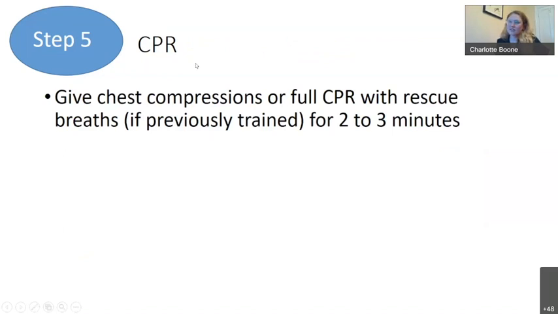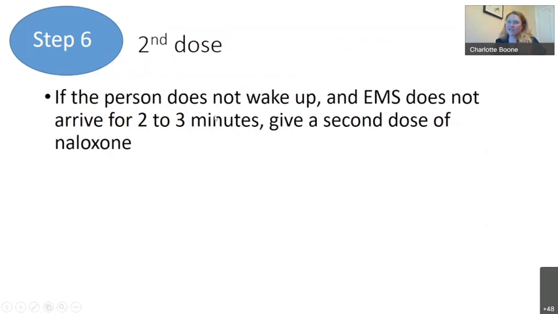Step 5 is to give CPR. So giving chest compressions or full CPR with rescue breaths if you have been trained, for 2 to 3 minutes. And then finally, as mentioned in what's in the kits, there's 2 doses available in each one. So if the person is still not responsive after 2 to 3 minutes, it's time to give the second dose of naloxone. A few reasons why we give the second dose of naloxone is sometimes, 1 dose is just not enough to block the opioid, as well as what I mentioned with naloxone's ability to wear off.